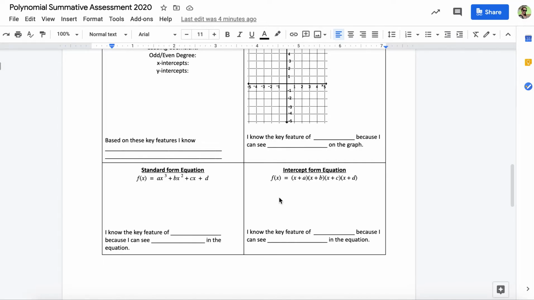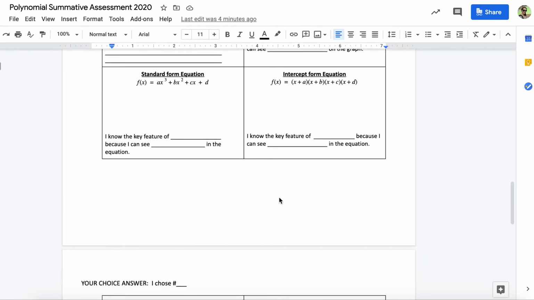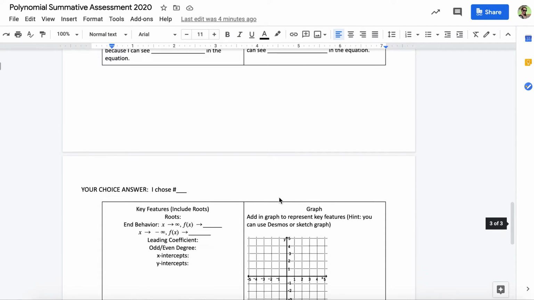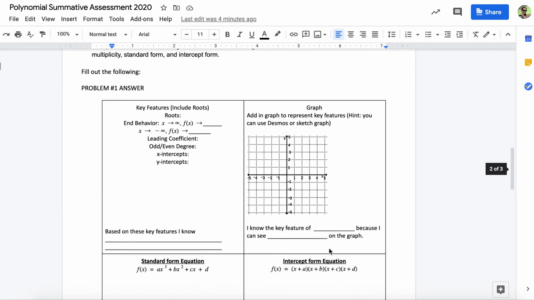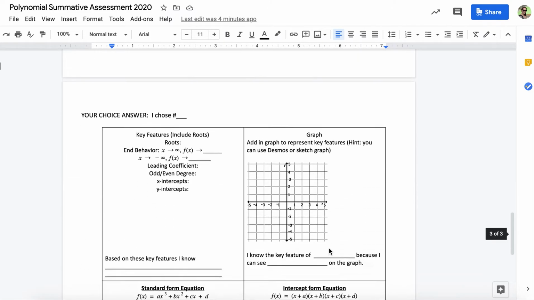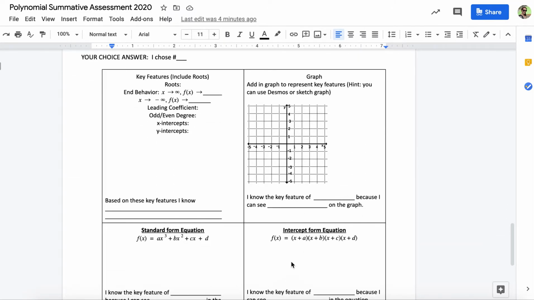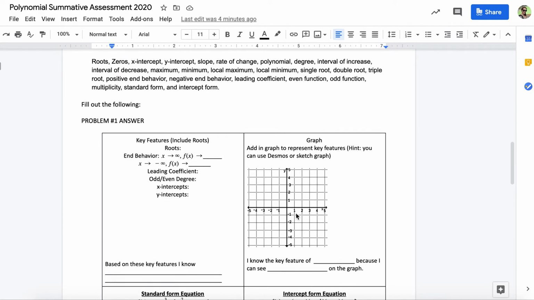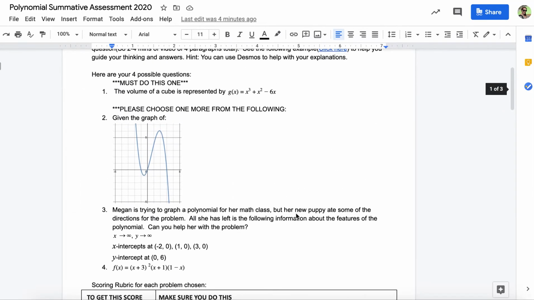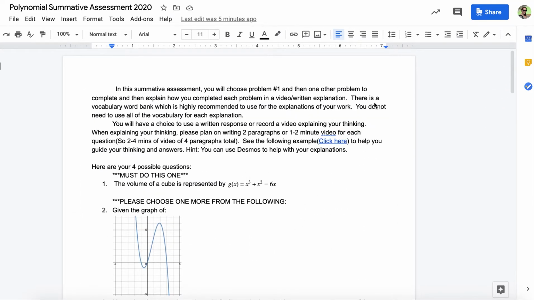Okay, so if you're interested in seeing an example, you can go ahead and at the very top, you can click here and you can view an example. I'm going to show you that in just a second. The other thing I wanted to mention is that you have a second choice that you have to fill out here as well. So don't forget to do both of them, because otherwise you're only going to get 50% credit if you only answer problem 1. Okay, so let's go ahead and go to that example now.